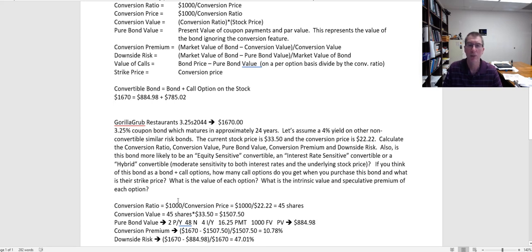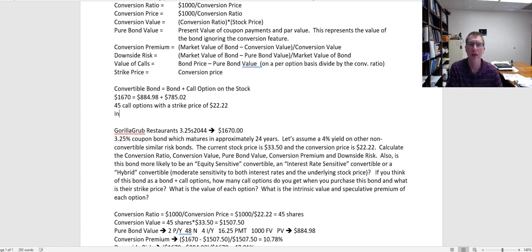The bond has a par value of $1,000. The conversion price was $22.22. That gave us a conversion ratio of 45 shares. So there are 45 call options with a strike price or exercise price of $22.22. Because the stock is currently trading for $33.50, which is well above the strike price, this option is currently in the money.